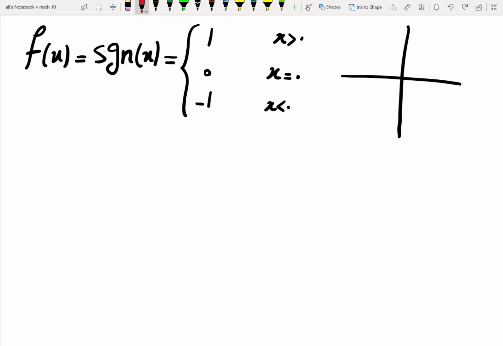If we want to draw the sine function on the coordinate plane, the value of the function at input 0 is equal to 0. And the value of the sine function in inputs greater than 0 is equal to 1. And also, the value of the sine function in inputs smaller than 0 is equal to -1.